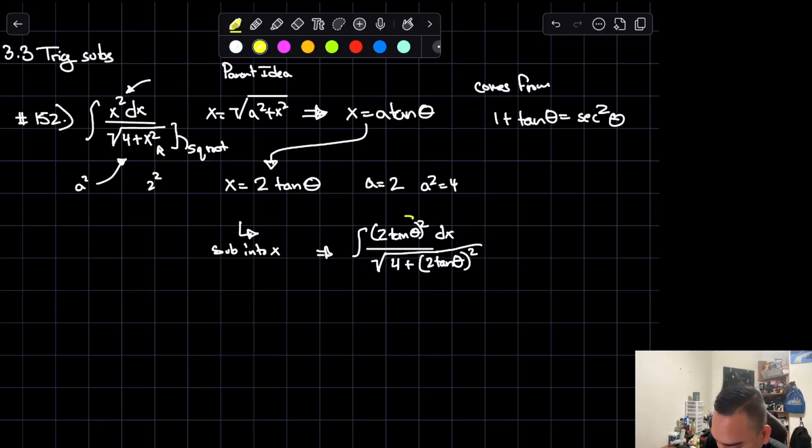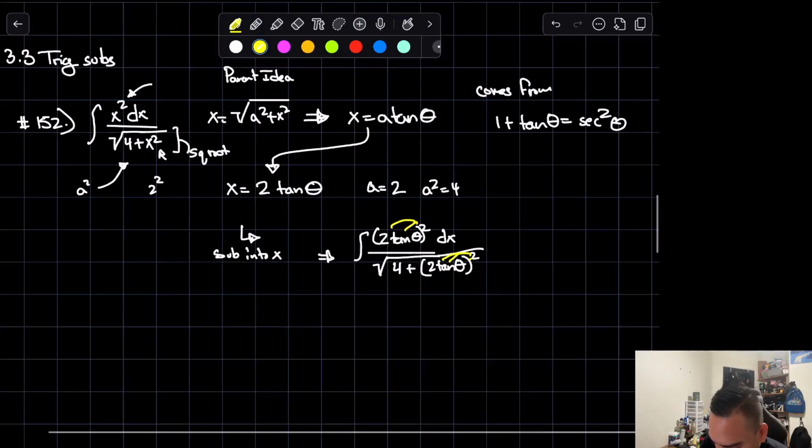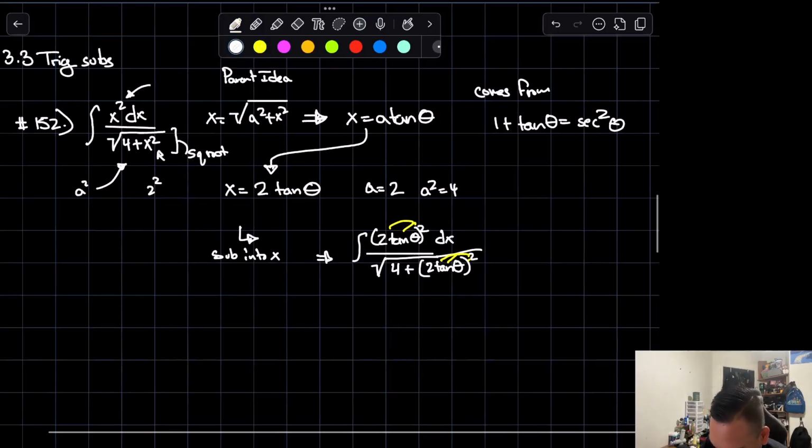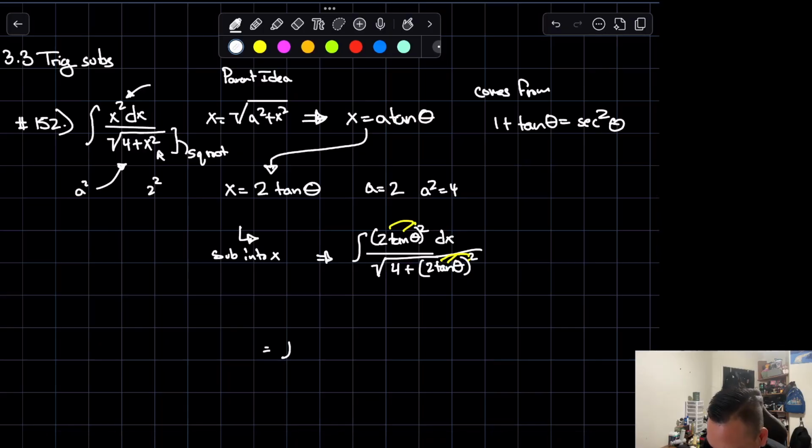Let's do a few distributions. So remember, when you distribute the 2, you got to distribute it to the 2 and 2 to the tangent. So 2 to the tangent, right? So it becomes 4 tan squared theta over the square root of 4 plus 4 tan squared theta.